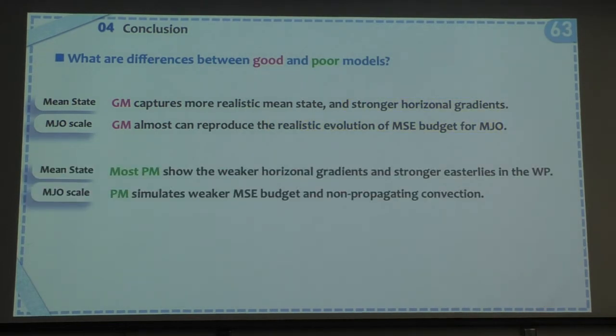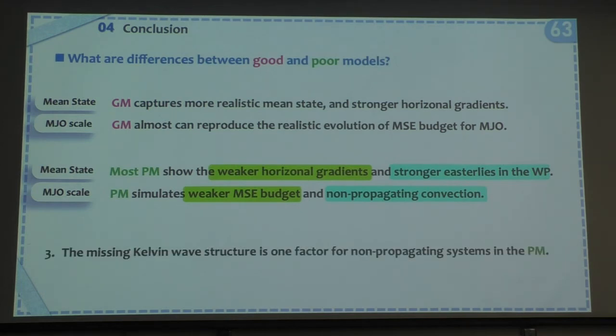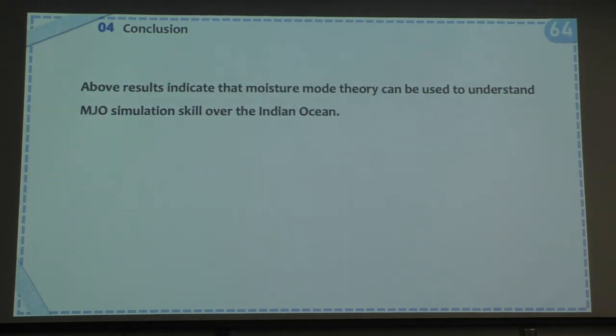But in the poor model, they show us the weak horizontal gradient, especially a stronger low-level easterly wind in the Western Pacific region. So in the MJO scale, the poor model shows us a weak moisture budget and a non-propagating convection. On the other hand, we think the missing Kelvin wave structure is one factor for the non-propagating system in the poor model. So both results indicate that the multi-mode theory can be used to understand MJO simulation over in the ocean.